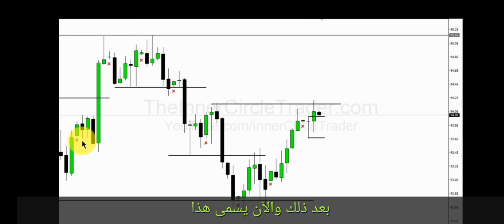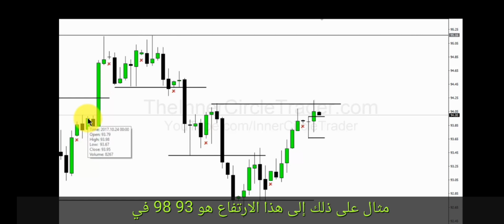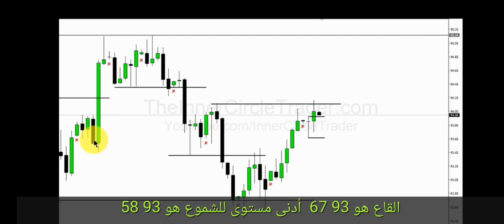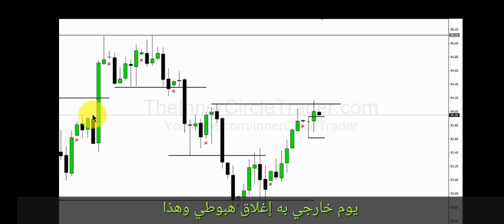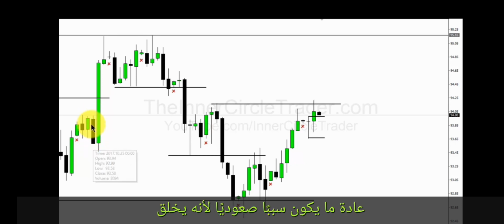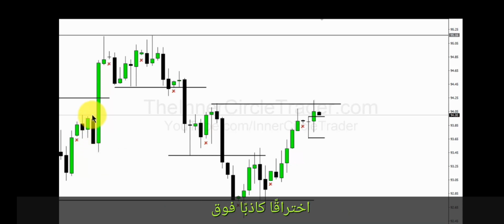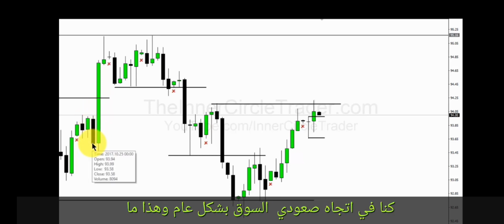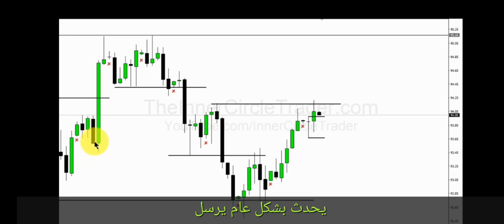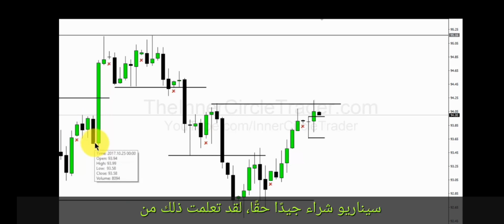And this is called an outside day, when you have a previous day's range that's violated. Well, this is an example of it too. This high is 93.98 and the low is 93.67. This candle's low is 93.58 and the high is 93.99. So this is an outside day with a down close. That's typically bullish. The reason why is it creates a false break above the previous day's high and then closes on the low. If we're in a bullish market overall and that occurs, it generally sets up a really good buy scenario.